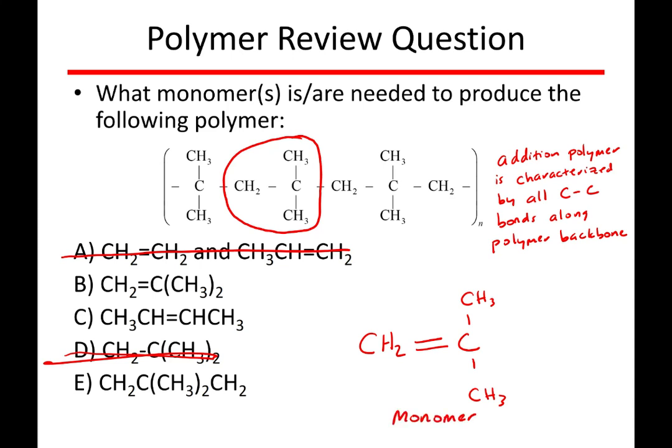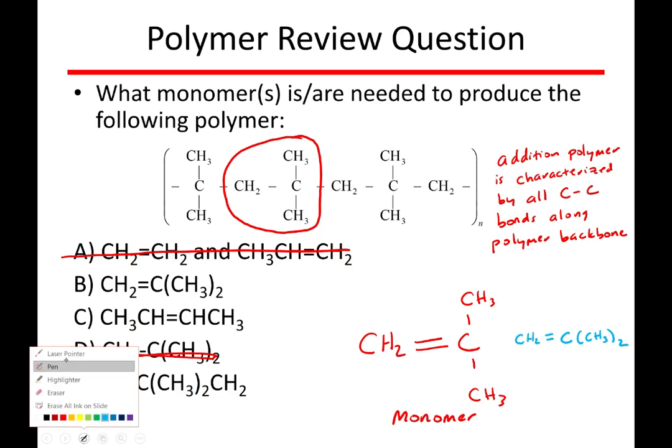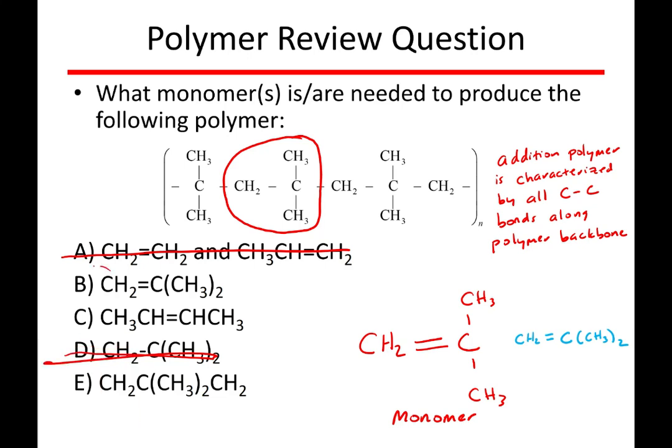And if you were to represent this in the condensed structural format, you would say you have a CH2 group, it's double bonded to a carbon, and that carbon is attached to 2 CH3 groups. So that's what the condensed structural format of that is. And that is answer choice B here. So that is what our monomer unit is.